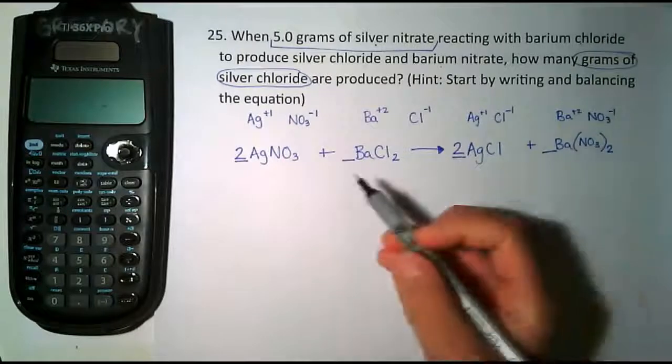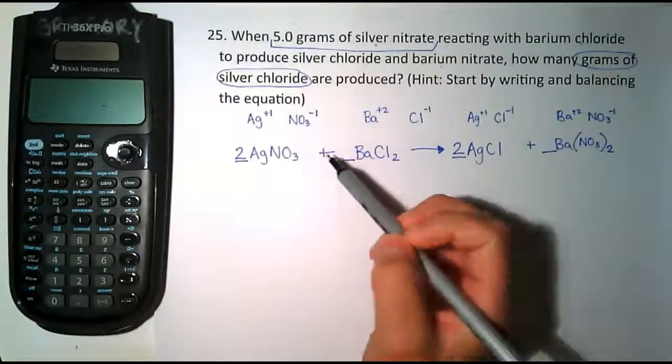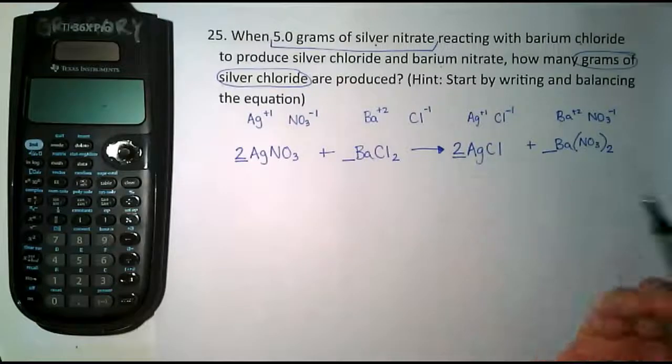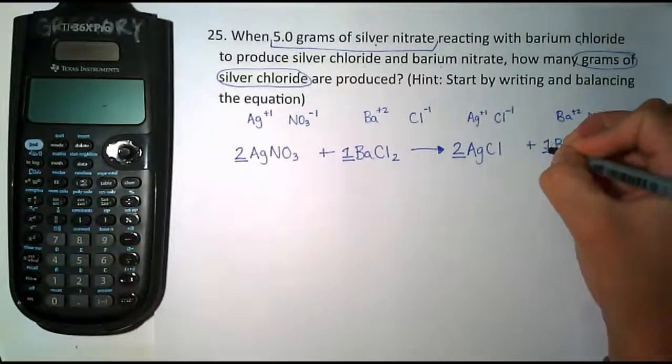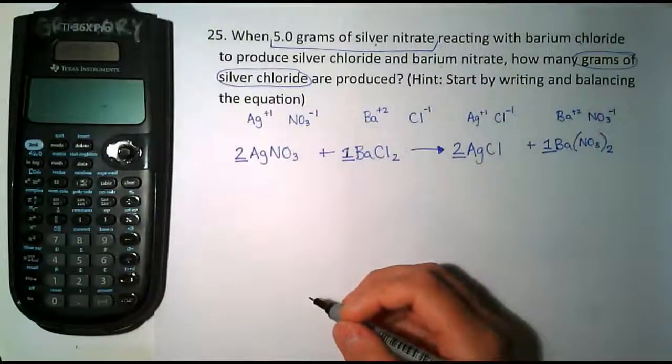And then I'm looking and I say, okay, I made 2 nitrates, 2 NO3s, so I need to check that. But I already have 2 NO3s on the product side, 1 barium, 1 barium. So now we're all balanced. I'm going to fill in some 1s so that we can remember that we are completely balanced. We have a balanced chemical equation to work with.